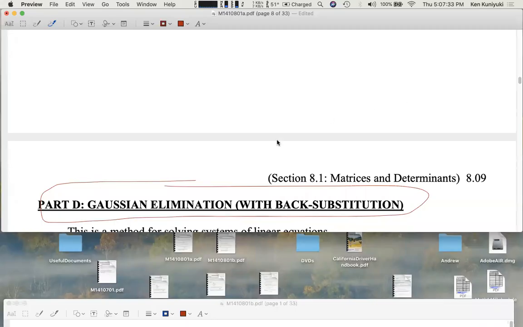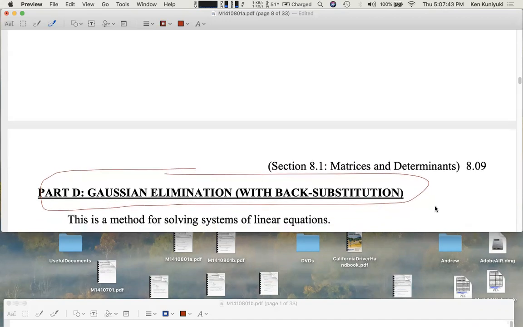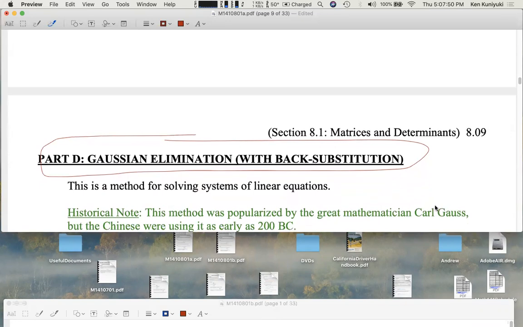Hi everyone, we're going to use GEBS, Gaussian elimination with back substitution, GEBS is my term, in order to solve systems of linear equations. And after this, you can do the first two problems on the homework to get some practice, and then I'll show more examples next time.